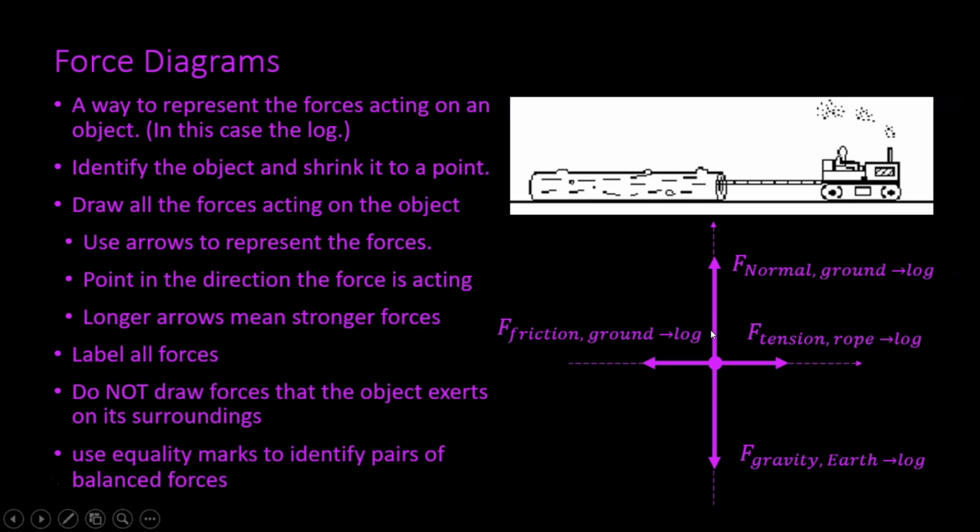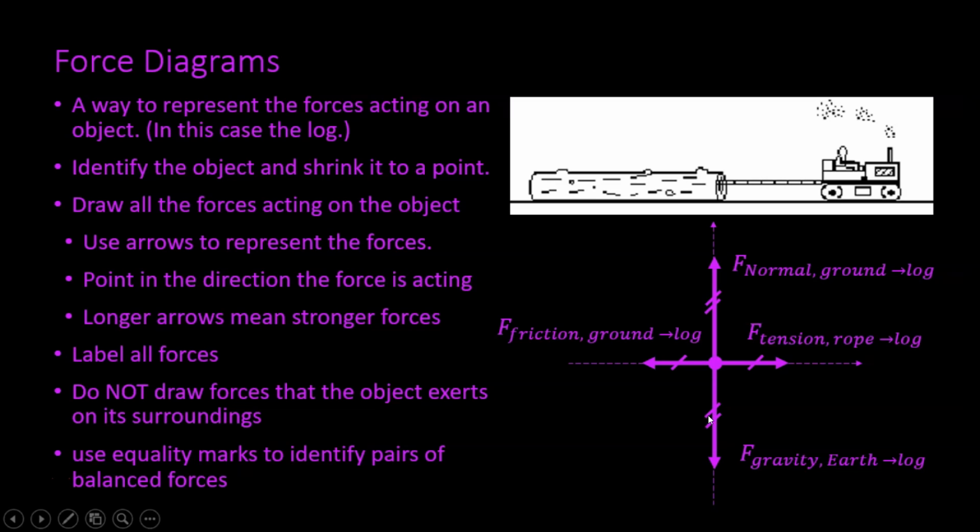Now let's look at these. First, horizontally, we know that these two forces are balanced because the log and the tractor are moving at a constant velocity. So we need to have balanced forces. If we look in the vertical direction, we know that vertically the log's not moving. It's moving horizontally, but it's not moving up and down. So we know that the gravity force and the normal force are balanced, so we need to use equality marks. So these slash marks or tick marks are called equality marks.